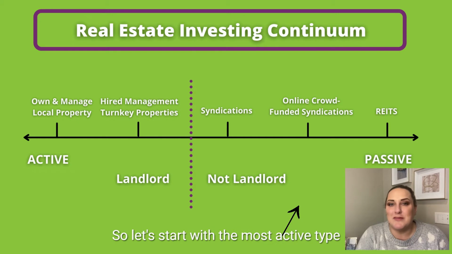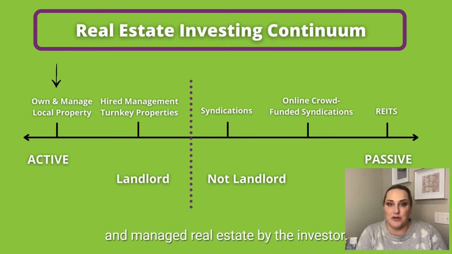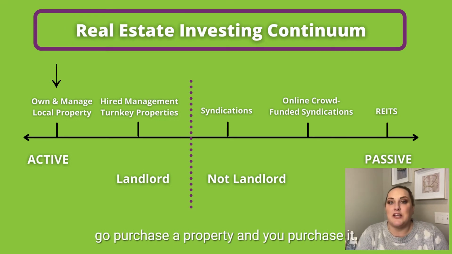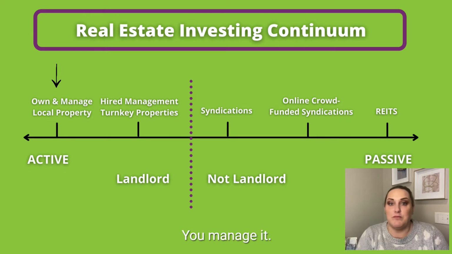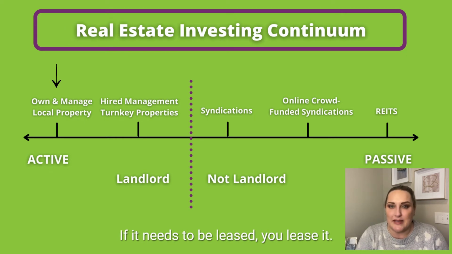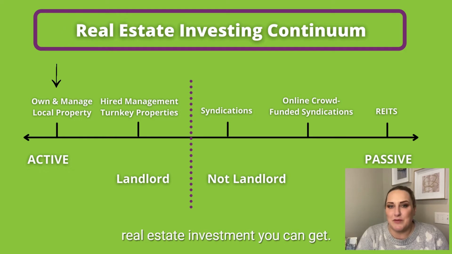So let's start with the most active type of investment, and that is the directly owned and managed real estate by the investor. So this is when you, the investor, decide to go purchase a property, and you purchase it, you manage it, you do everything yourself. So if it needs to be fixed, you're fixing it up. If it needs to be leased, you lease it. This is the most active form of real estate investment you can get.